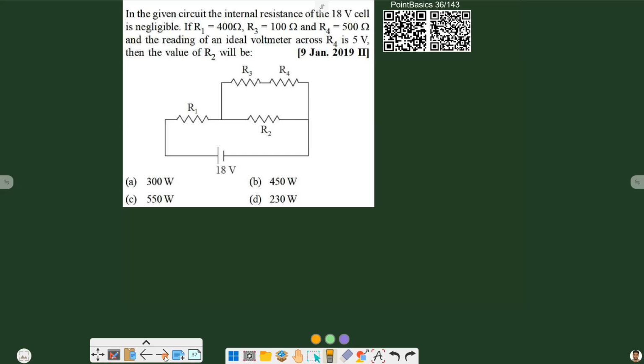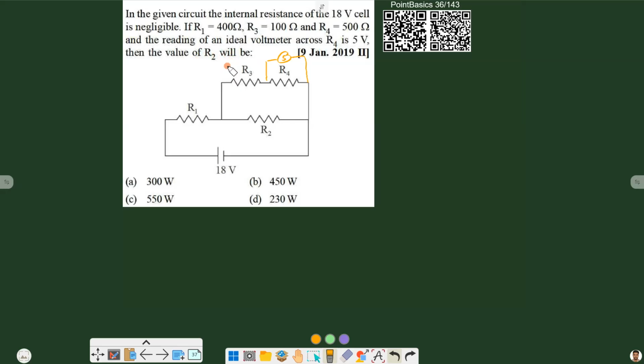Now moving to the next question. In the given circuit, the internal resistance of the 18-volt cell is negligible, so here its internal resistance is almost zero. R1, R3 and R4 are given. The reading of an ideal voltmeter across R4 is 5 volts. Look here, it is mentioned that it is an ideal voltmeter, so its internal resistance is infinite. The value of R2 is what we have to find out.